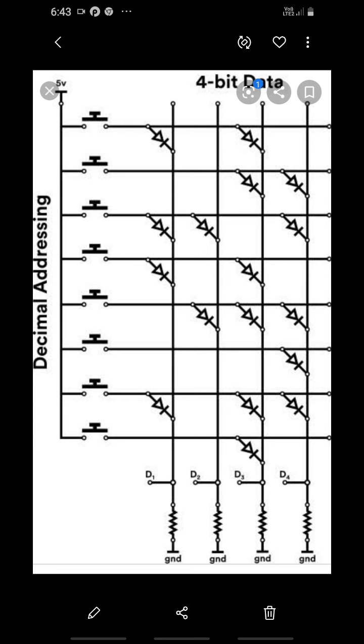And here 4 different data bits are connected vertically, and these are the different outputs: D1, D2, D3 and D4. Each horizontal row is a register or memory location. Here you can take first R0.